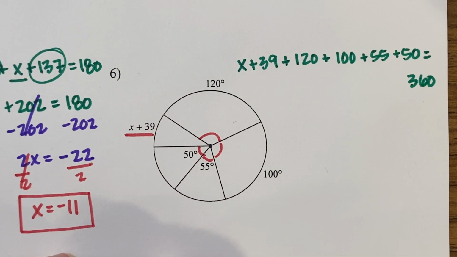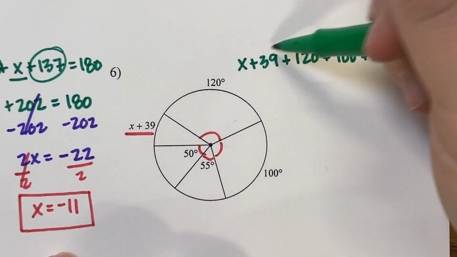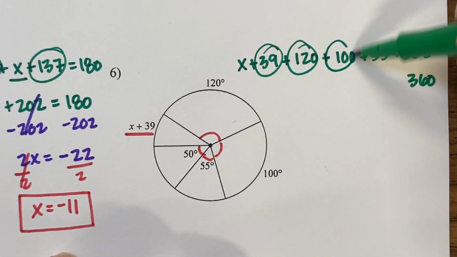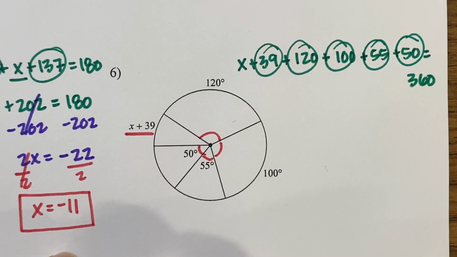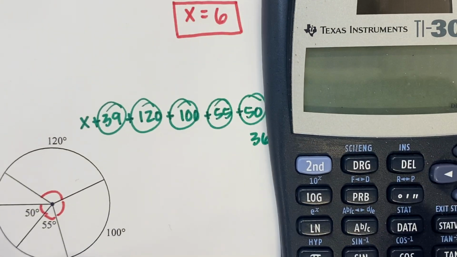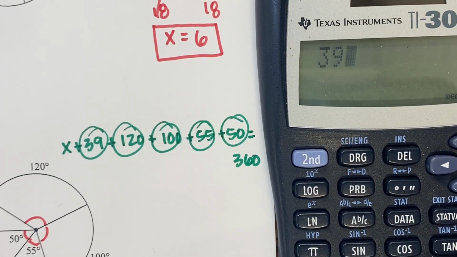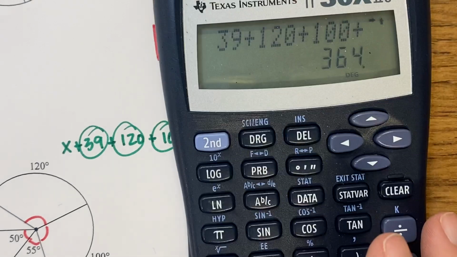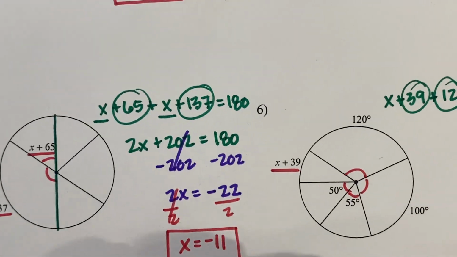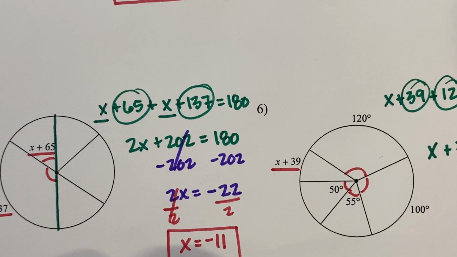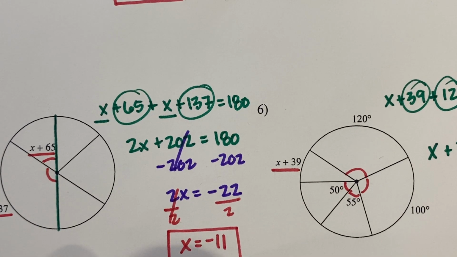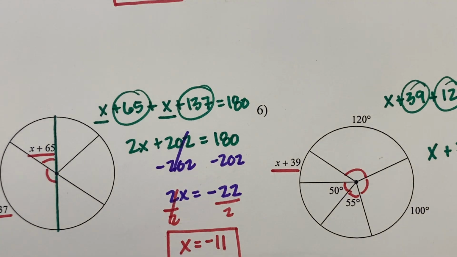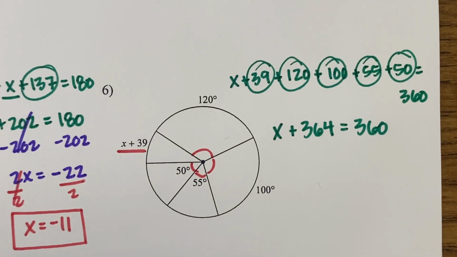So now we just need to combine like terms, which I only have one x. I just need to combine all of these numbers. Okay, so let's see what those add up to. We got 39 plus 120 plus 100 plus 55 plus 50, and that equals 364. So we still have our x, 1x, plus 364 equals 360. Whoops, sorry, you might want to see what I'm writing.